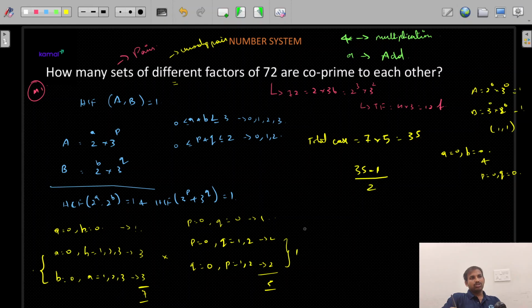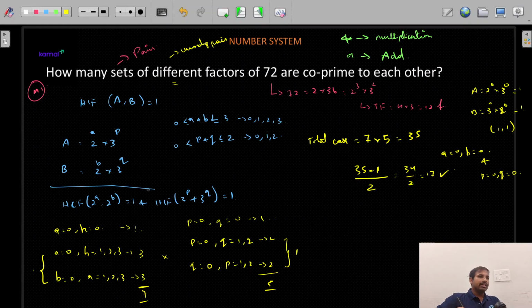If I divide by these two, I will get only unordered pair values. Okay, 35 minus 1 is 34. 34 by 2, the answer is 17. So let me explain this. I hope you understand this. The total number of factors is 12. So out of these 12 factors of 72, if I take any two factors, the highest common factor of these two numbers should be 1.